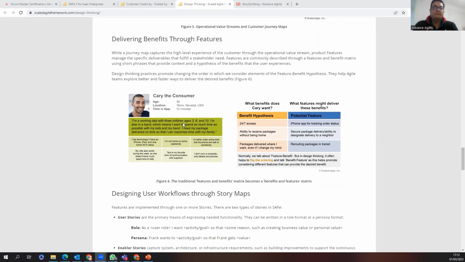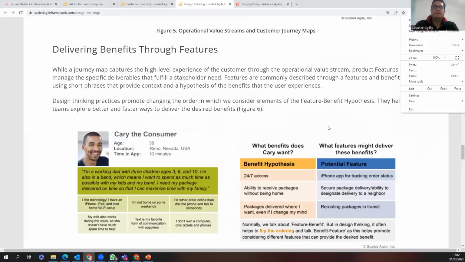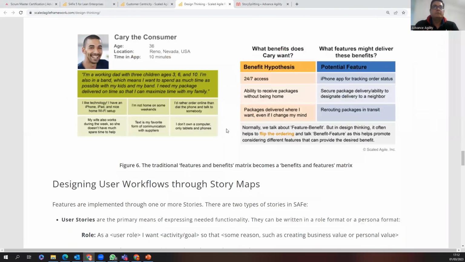For example, this is one of the examples we can find on the Scaled Agile website, the consumer. If you see, let me zoom in a little more. This consumer says, I am a working dad with three children, ages 3, 6, and 10. I am also in a band, which means I want to spend as much time as possible with my kids and my band. I need my package delivered on time so that I can maximize time with my family. So that's the wants and needs. And then this person says that I like technology. I have an iPhone, iPad, and a nice home Wi-Fi setup.